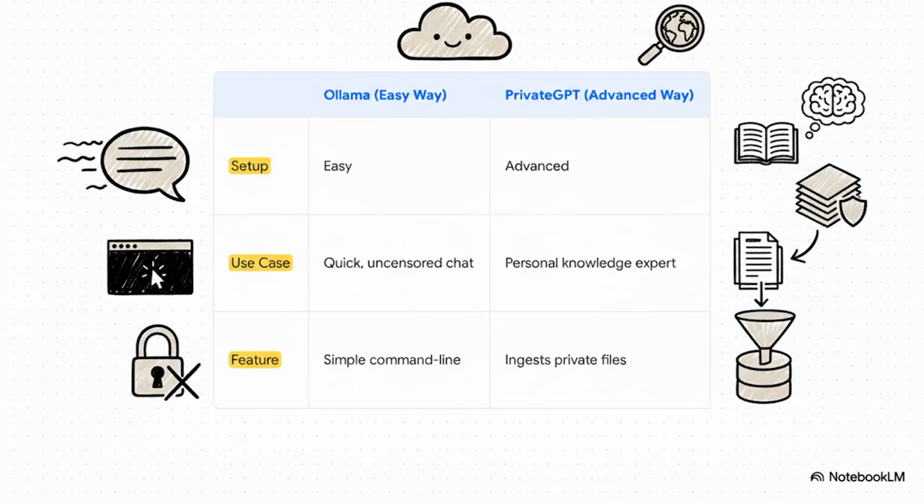So which path is right for you? Well, it really comes down to this. If you just want quick, easy, uncensored chat right from your terminal, Ollama is absolutely your best bet. But if your goal is to create an AI that's a genuine expert on your personal data, then taking that advanced path with PrivateGPT is without a doubt the way to go.